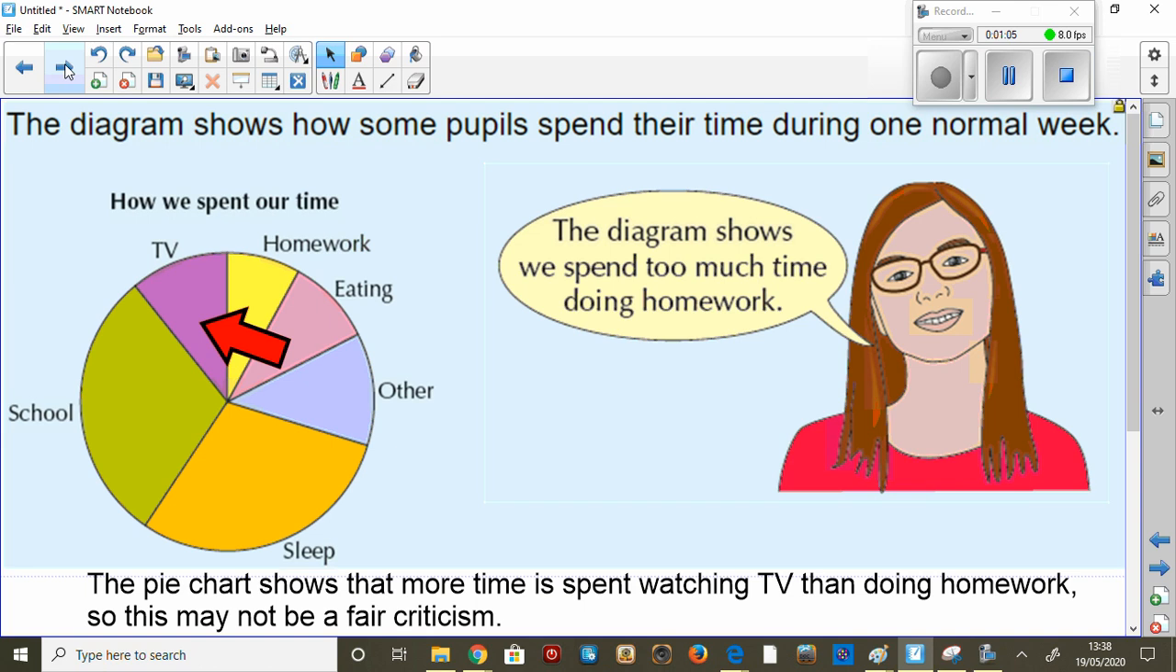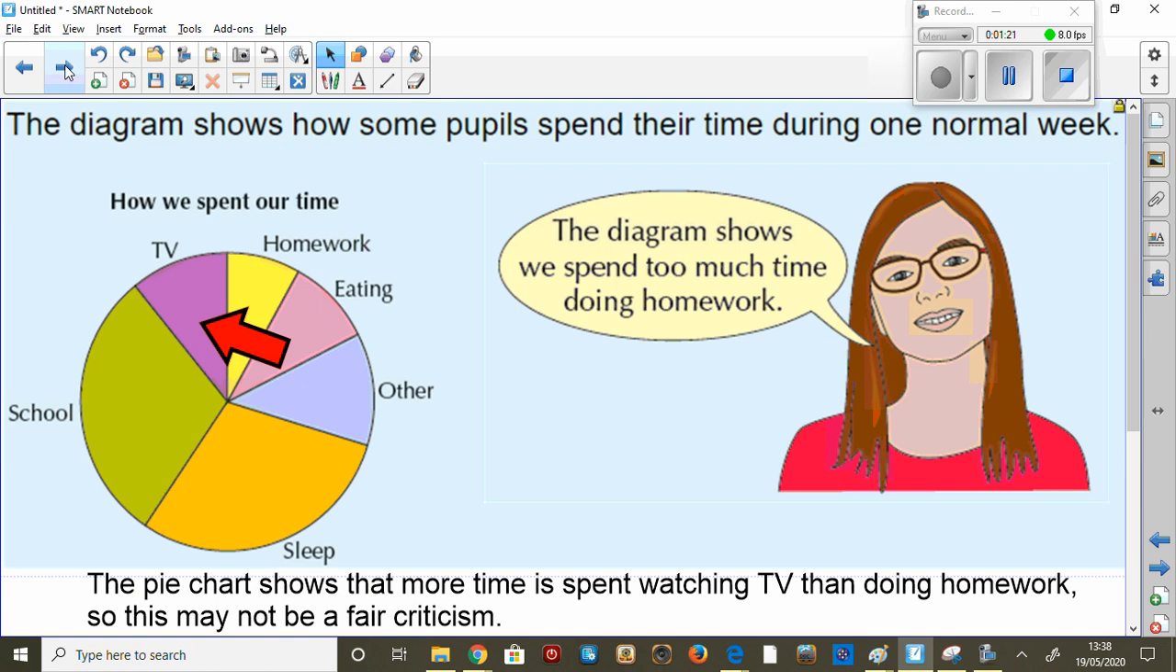So we would say the pie chart shows that more time is spent watching TV than doing homework, so this may not be a fair criticism. The answer is a sentence, so make sure your answers when you write them are written as full sentences.